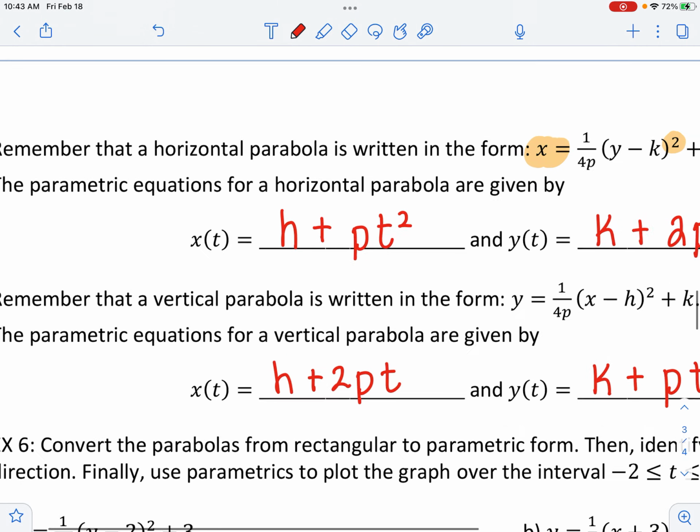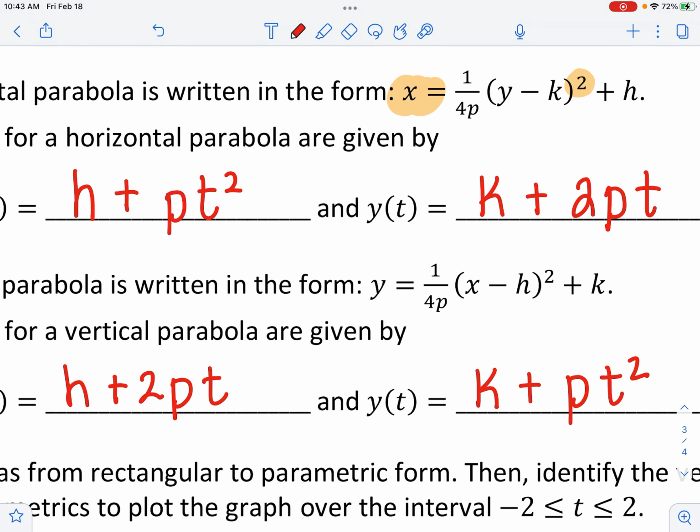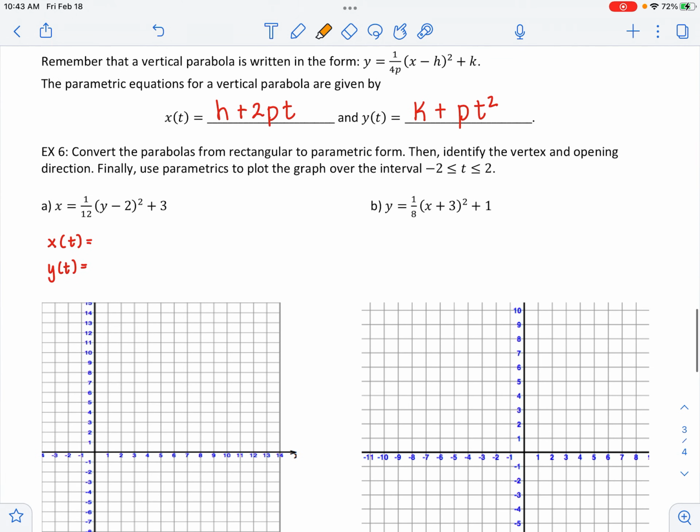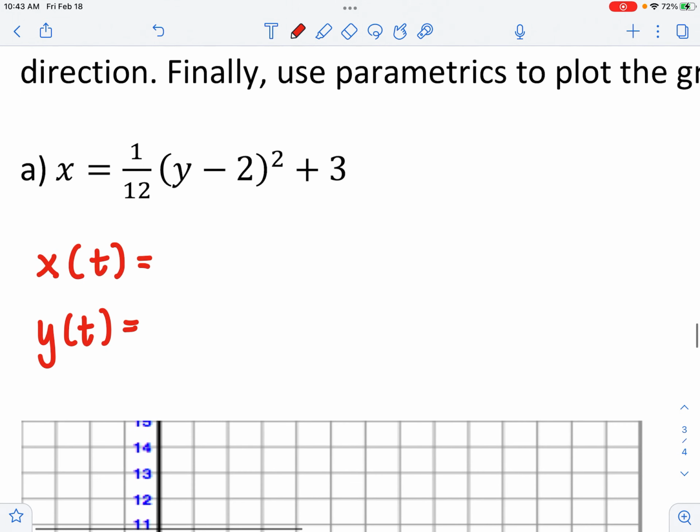If you look at what you need for this, you need your vertex, (h, k), and then you need the p-value, and the p-value goes there and there. So let's go ahead and get those two things, (h, k) and the p-value. This is a parabola facing to the right. The vertex is (h, k), where this is h and this is k. I'm going to write it off to the side: the vertex is (3, 2).